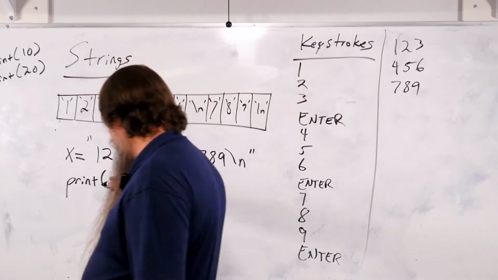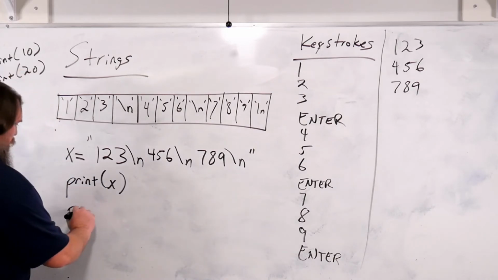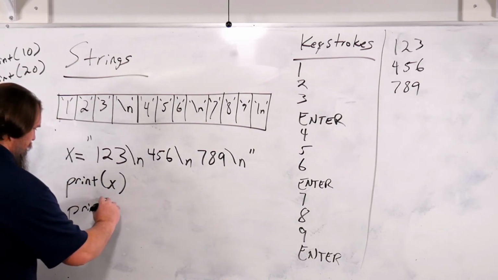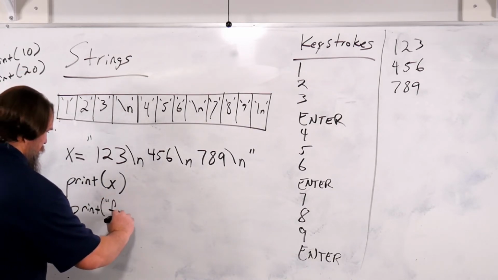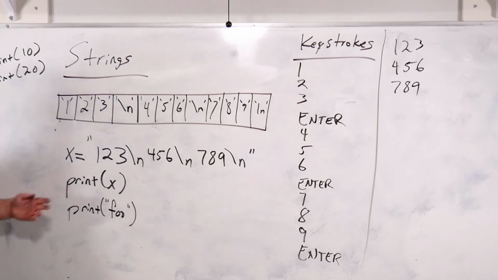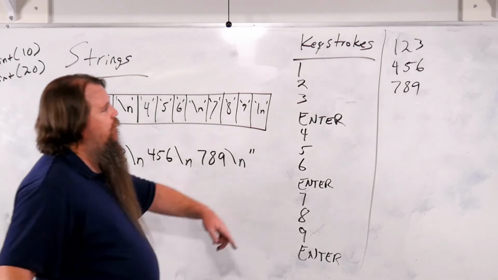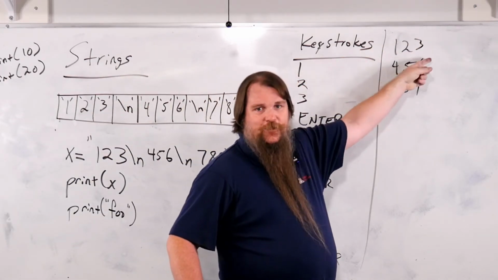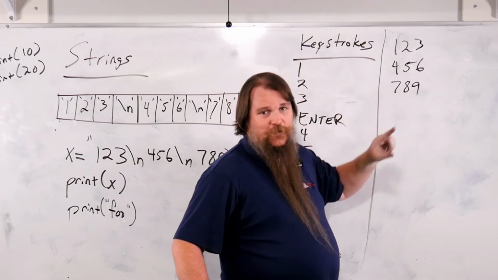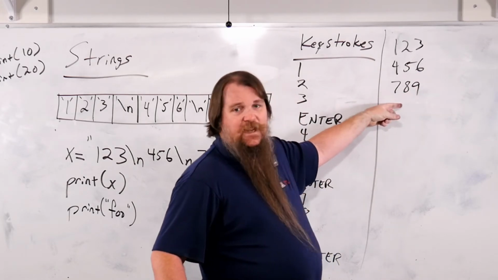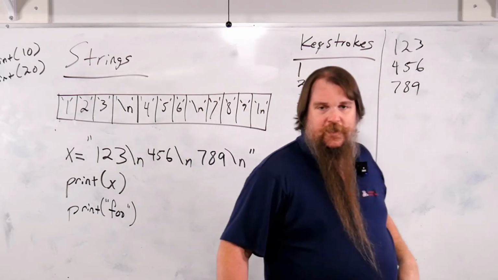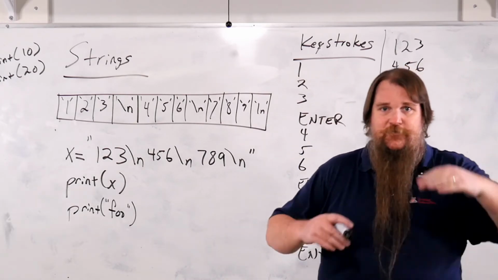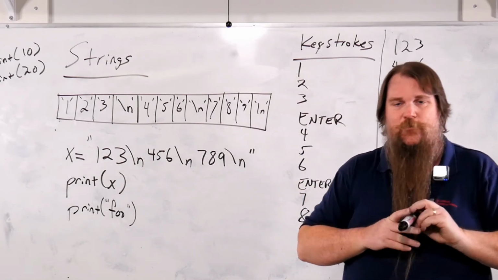So what happens if I say print foo after I've printed X? What am I really going to get? 1, 2, 3, new line. 4, 5, 6, new line. 7, 8, 9, new line. Blank line. Because what we're actually going to have is two new lines one after another.